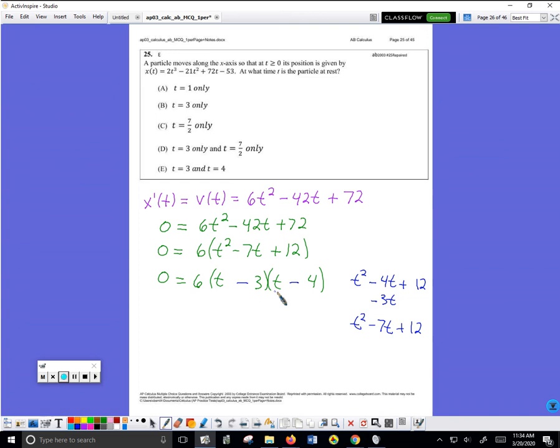So now t times t is t squared. T times negative 4 is negative 4t. Negative 3 times t is negative 3t. Negative 3 times negative 4 is positive 12. Everything's working. I have figured out that if t has a value of 3, or if t has a value of 4, then at either of those two times, those two t values plugged into v will cause v to have a value of 0, meaning the particle would be at rest.